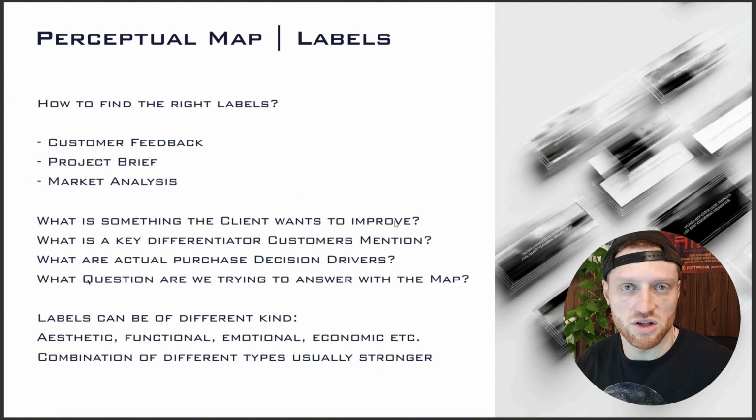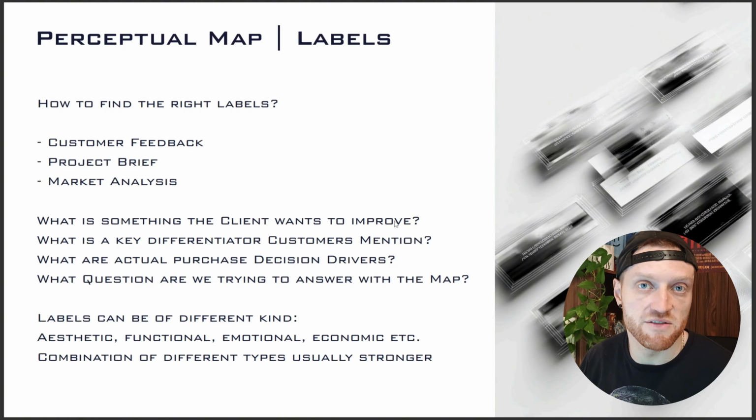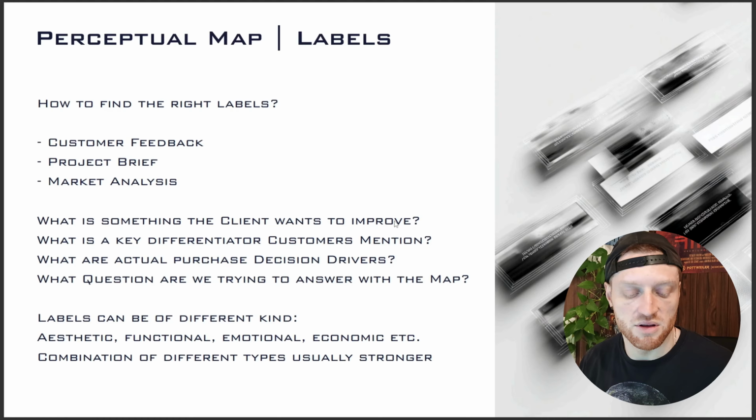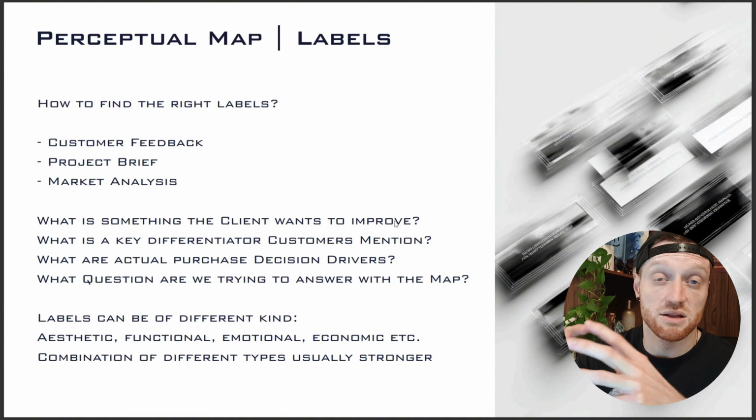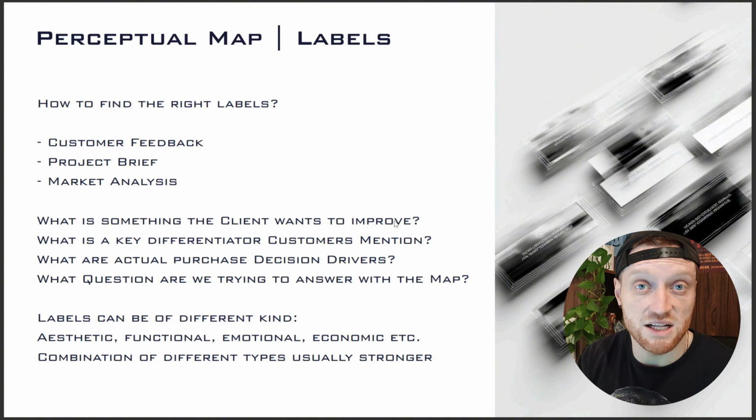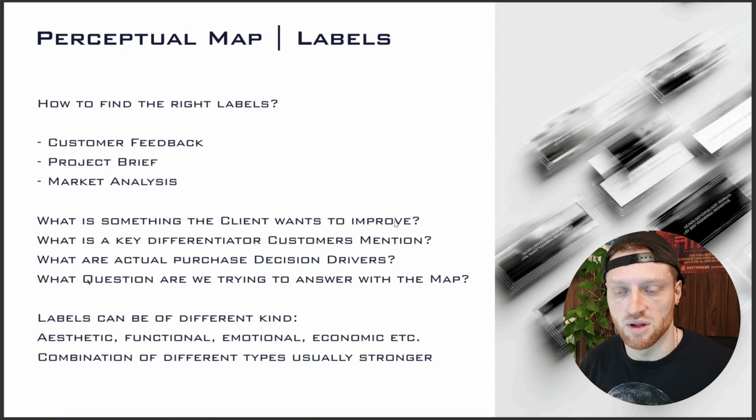And also we can use a perceptual map to answer a question clearly. So depending on the question, this can be a very different perceptual map, but we can answer questions like, is there a market gap in the sector of suitcases for this specific type in this specific price range, for example, right? And then we can try to find the right labels to answer that specific question and have another perceptual map for a different question, for example.